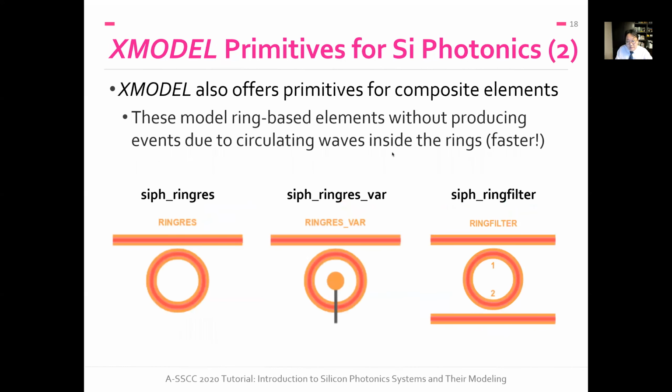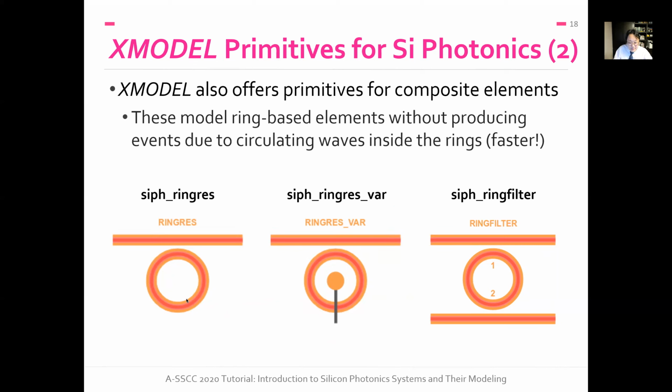Sometimes it's more efficient to model some of these composite elements directly. So XMODEL offers primitives for these composite elements, such as ring resonator, ring modulator, and ring filter. And these primitives achieve faster speed because of the way ring resonators work: when there's an incident wave propagating through, depending on the condition, it can be trapped within the ring, and that wave will just keep propagating within the ring.